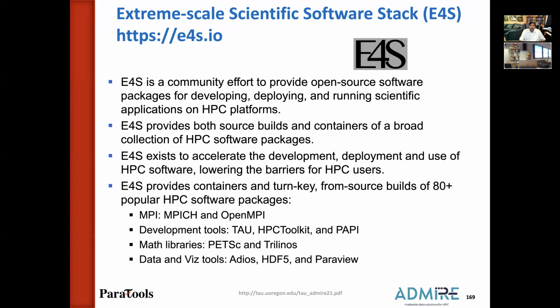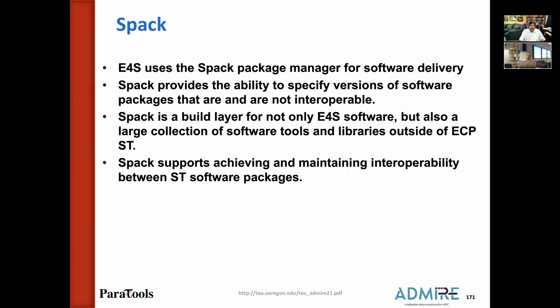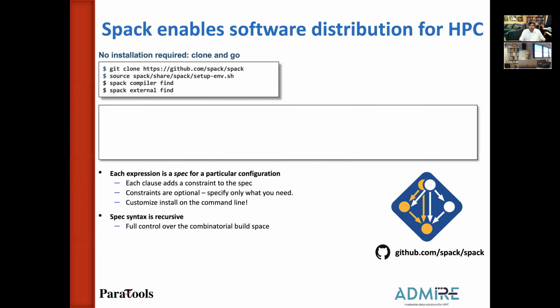So we have a number of packages such as MPICH, OpenMPI, TAU, PAPI, HPCToolkit, PETSc, Trilinos. And we use the Spack package manager for the delivery of software. And Spack allows us to specify versions of software packages that are not interoperable. It's a build layer for a large collection of E4S packages and also other tools.